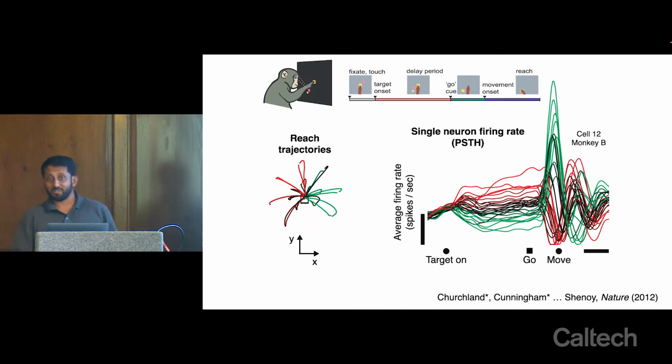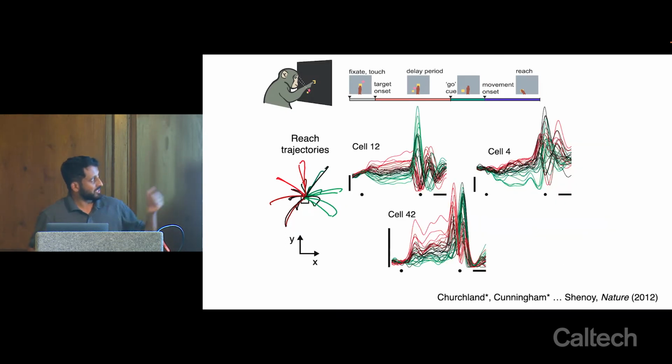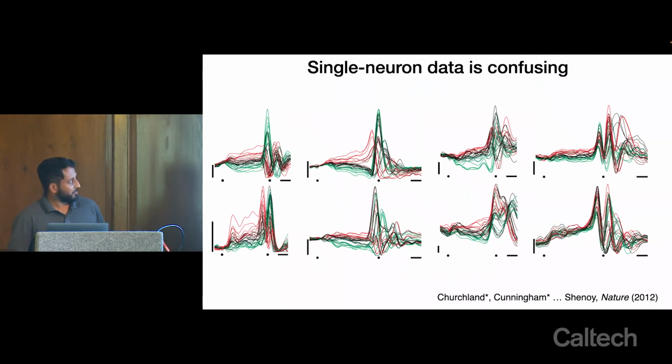Okay, but that's just one neuron, and they had 200 of them, right? So let's plot some other neurons. You start to see some other complicated firing rates that are also different, right? They saw a variety of patterns. And a key point here, just looking at these individual neurons, their responses are a little bit confusing. It's hard to make heads or tails of what these neurons are doing for these different reaches.